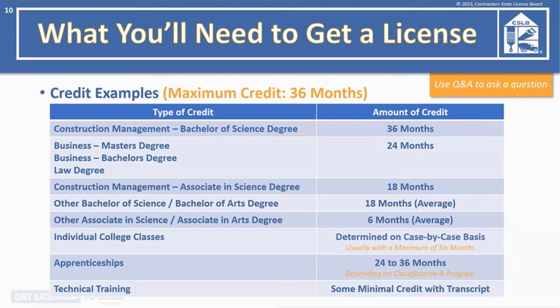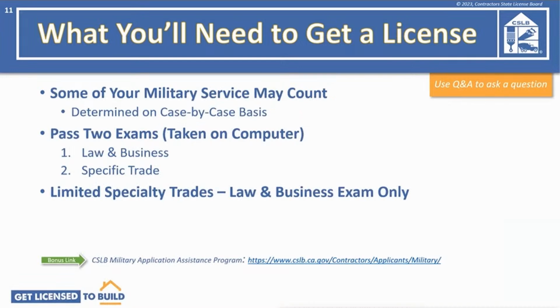If you have transcripts for other technical training you've taken, you might be able to get some minimal credit as well. Again, don't use your education credits to try and squeak by the 4-year or 48 months requirement. If you served in the military, some of that service might count as well. On the bottom of the page, you'll see a bonus link to our CSLB Military Application Assistance Program where you can learn more.